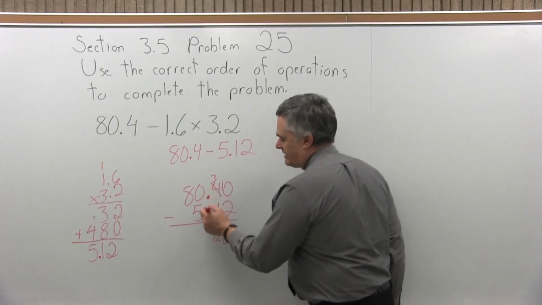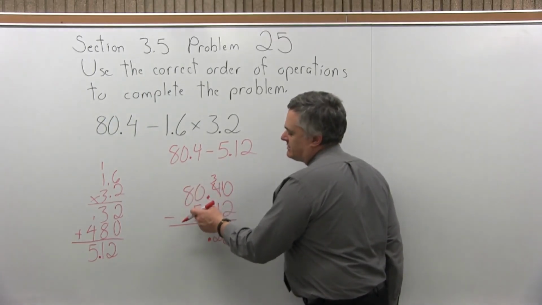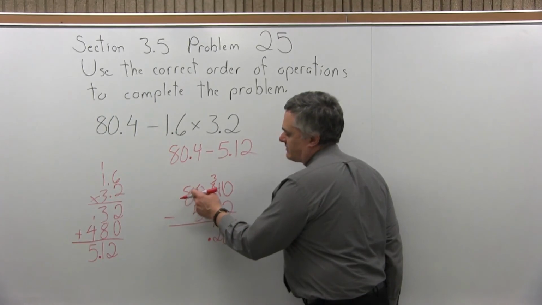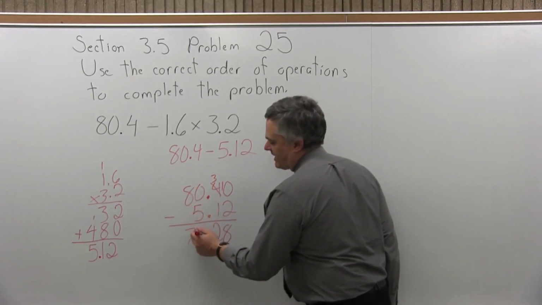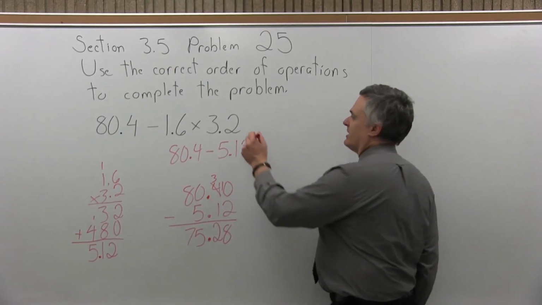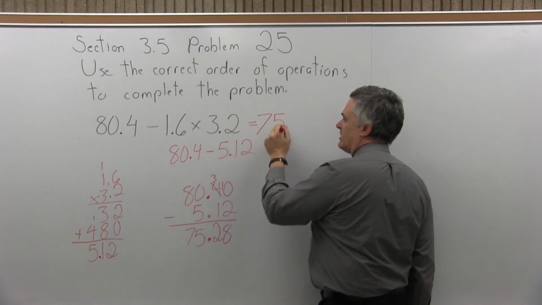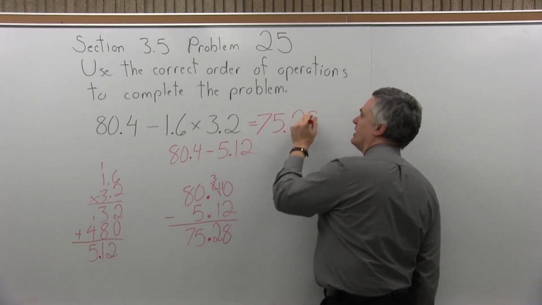Keep the decimal in line, so I'm just going to bring that decimal straight down. Next, well, I was going to say 0 minus 5. I can just think of it as 80 minus 5 is 75. So 75.28, that's the final answer. So the original question, doing the order of operations correctly, will give you a result of 75.28.